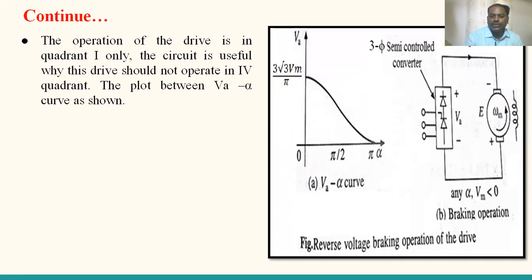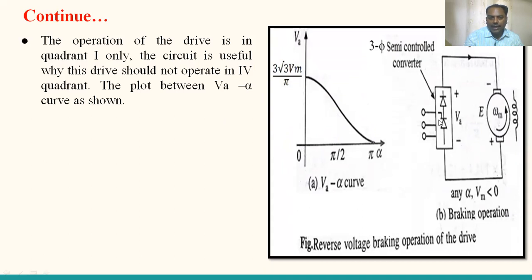So if you substitute alpha equal to 0, it is 3 root 3 Vm by pi, the maximum magnitude available. And from there onwards, you can vary alpha from 0 to 180 degrees. The average output voltage does not change polarity. It is always positive. So this is the evidence for us that it will operate in the first quadrant.